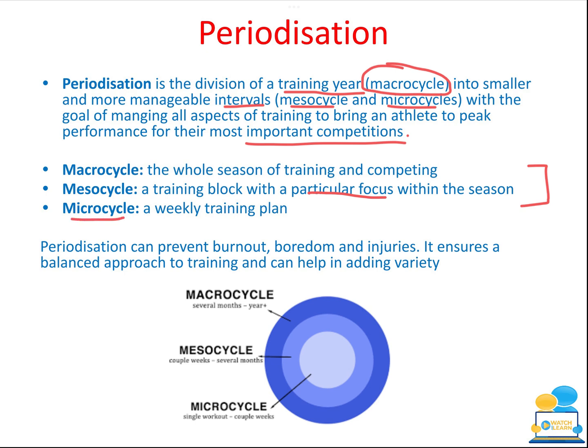Finally, micro. Micro means small. So a weekly training plan. This is just what an athlete would do between Monday and Sunday: details of the sessions that they do, when they do it in the week. That's their microcycle. So periodization can prevent burnout, boredom, and injuries. It ensures a balanced approach to training and can help in adding variety. Okay, so here we can see macro being the big circle on the outside, mesocycle is in the middle there, and then we have microcycle quite small here.